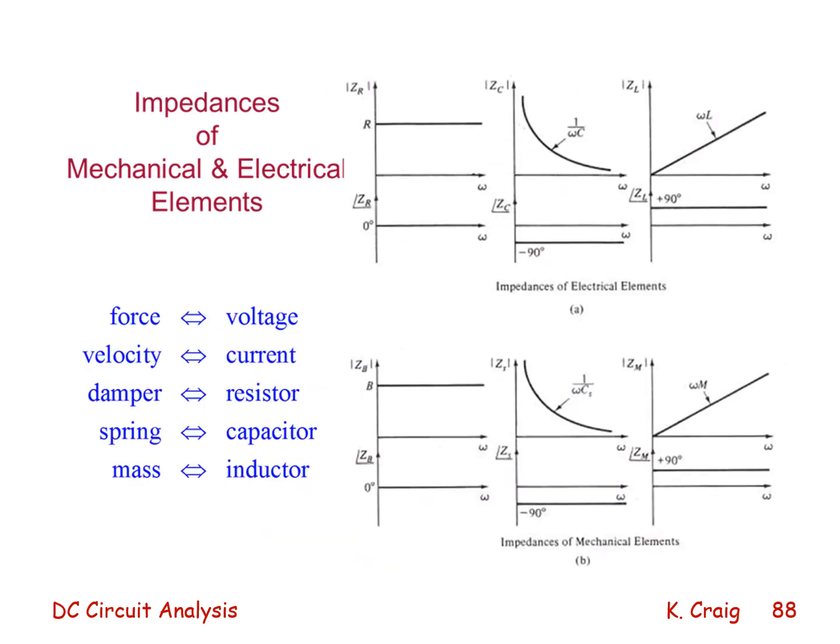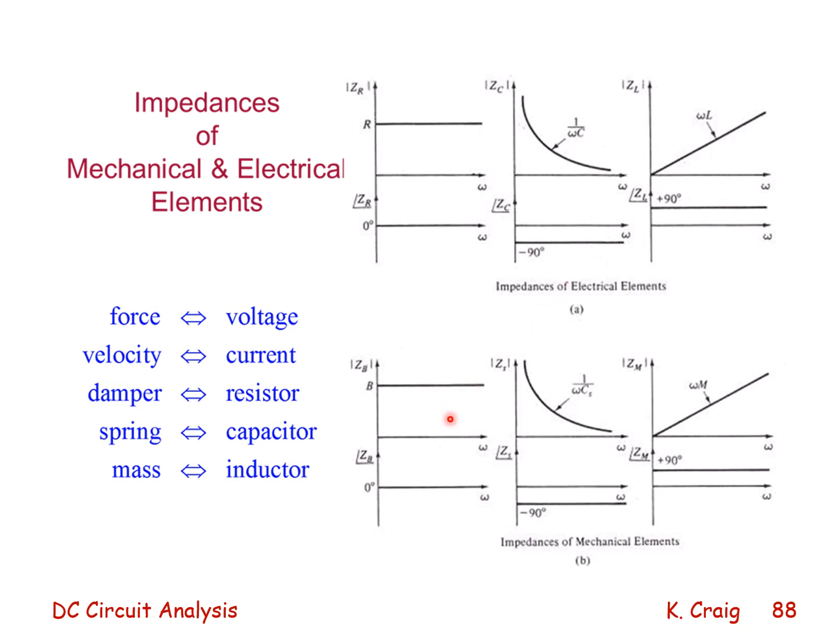Here we see the impedances of mechanical and electrical elements, and we see the graphs. These are what we call frequency response plots. For a resistor, we see the magnitude is constant and the phase angle is 0. For a capacitor, the impedance decreases nonlinearly with frequency and the phase angle is -90 degrees. For an inductor, the impedance increases linearly with frequency and the phase angle is +90 degrees.